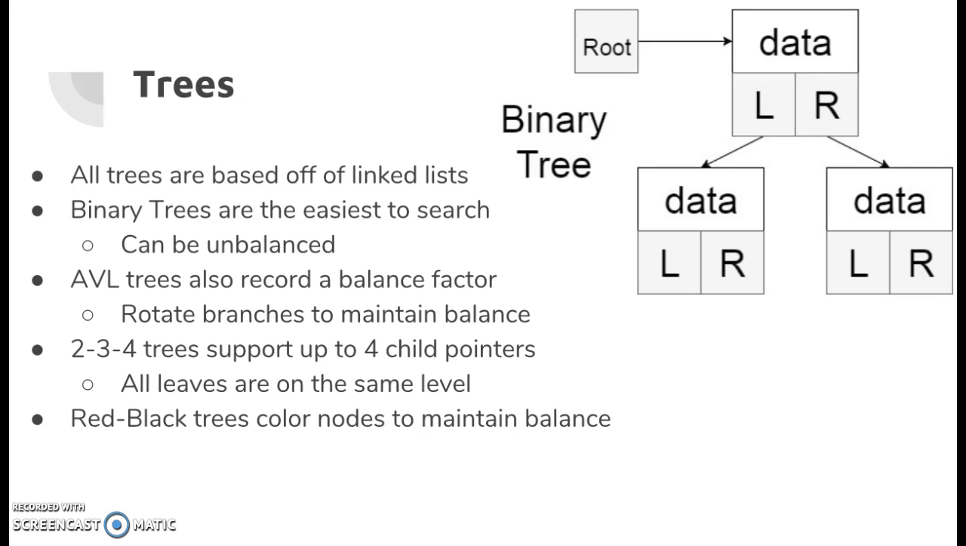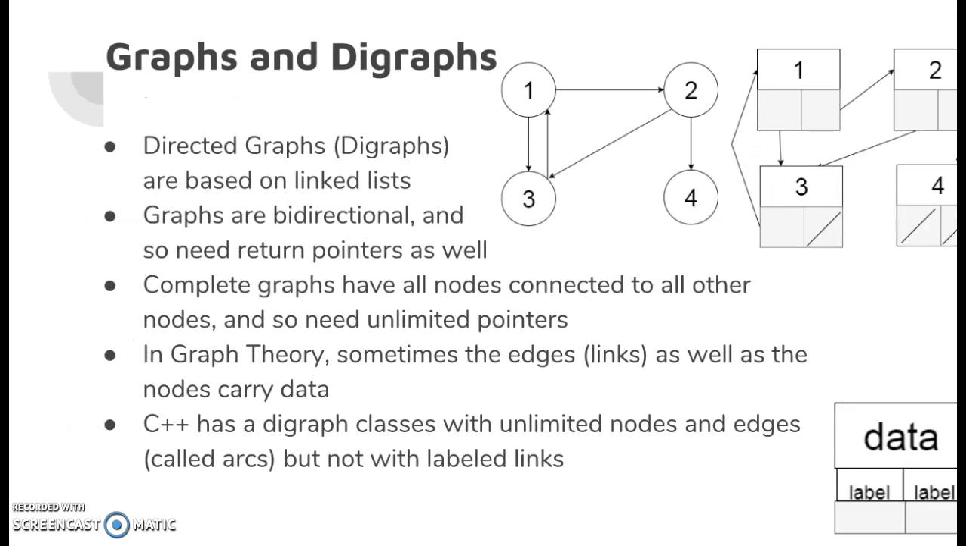An AVL tree is a binary tree that also records a balance factor and then rotates branches to keep that balance factor between 1 and -1. A 2, 3, 4 tree gives you a little more flexibility. Instead of being a binary tree, it supports up to 4 child pointers, and it maintains balance by having all leaves on the same level. Red-black trees are a variation on the 2, 3, 4 trees, which color nodes red or black, and use a series of rules to maintain balance on that tree so that it is readily searchable.